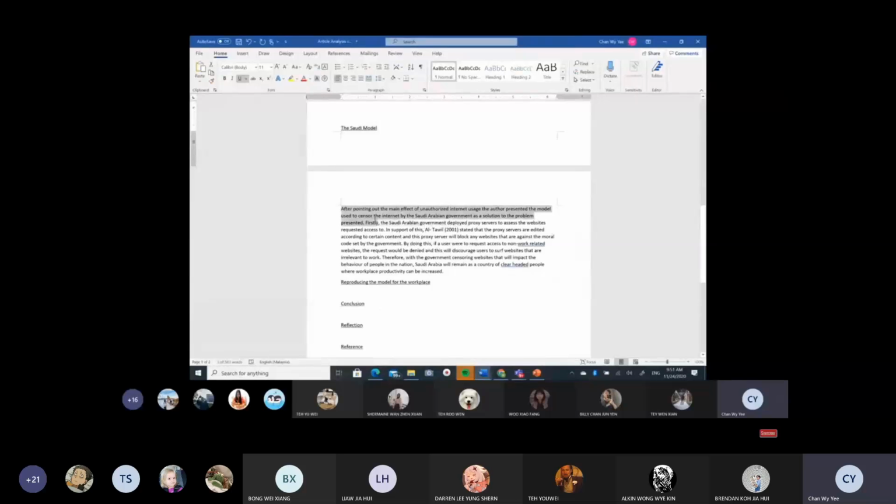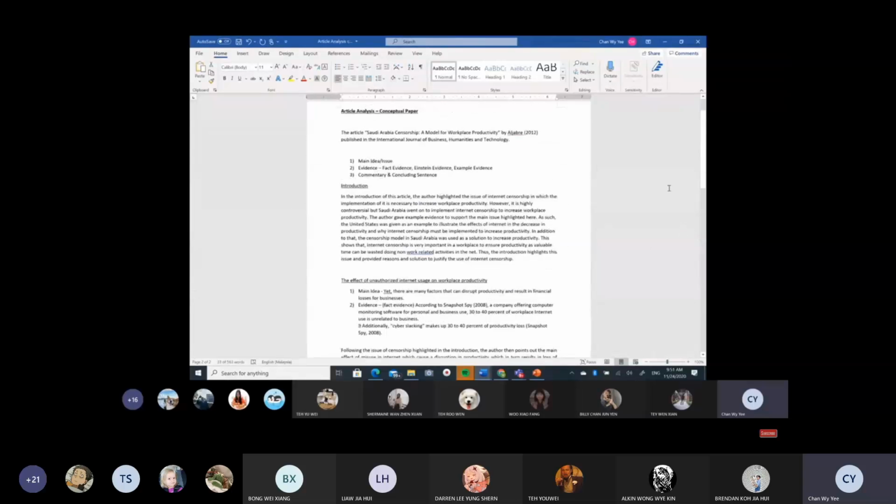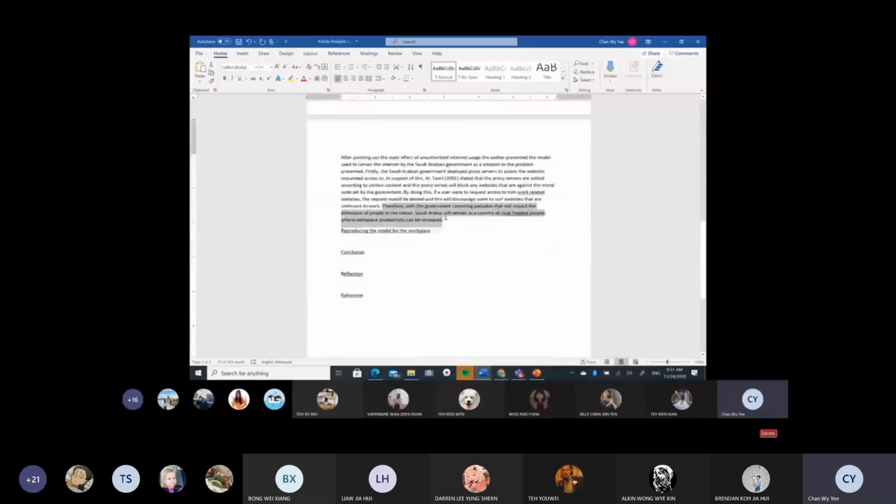Can you see? This one is the main idea. Okay, pointing out the effect of unauthorized. Main idea of this one here. In support of this, this is the evidence. Okay, and then the commentary and the analysis. It's the same as what I showed you just now. It follows this model here: main idea, evidence, commentary, but I am just putting them into paragraphs.